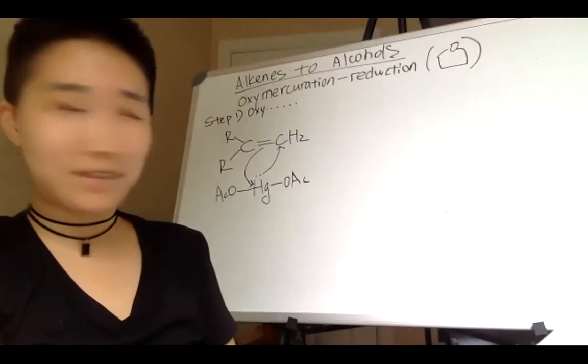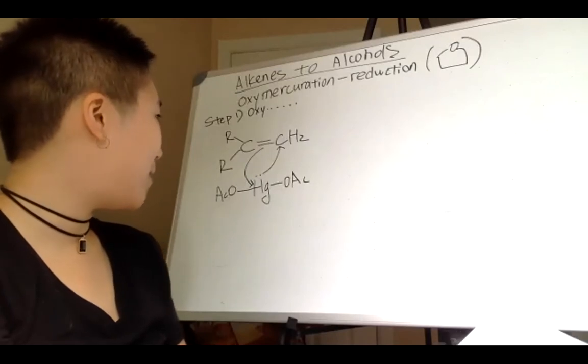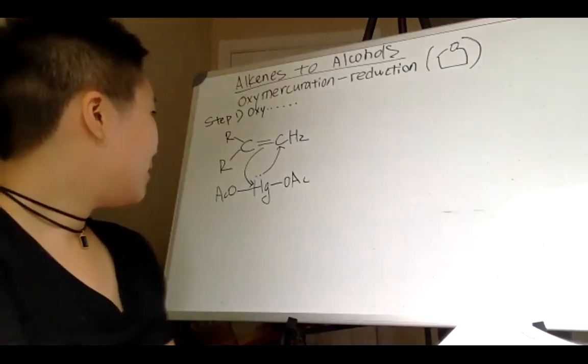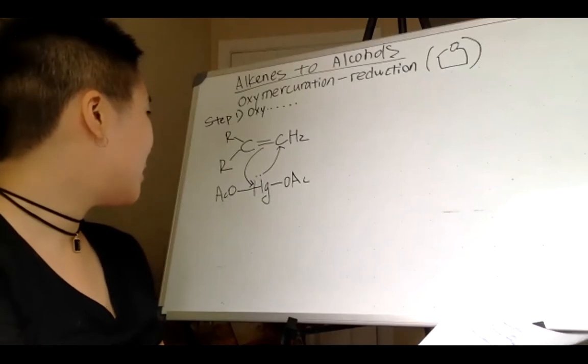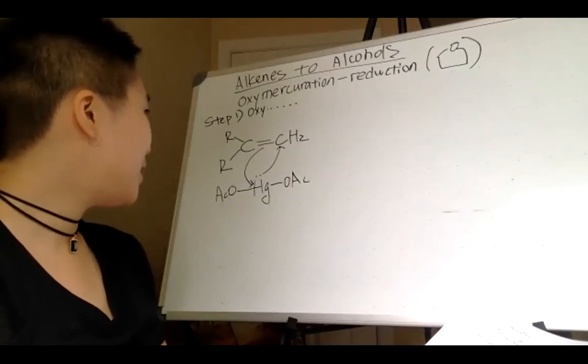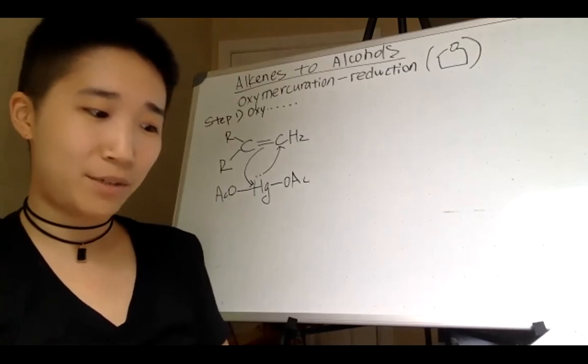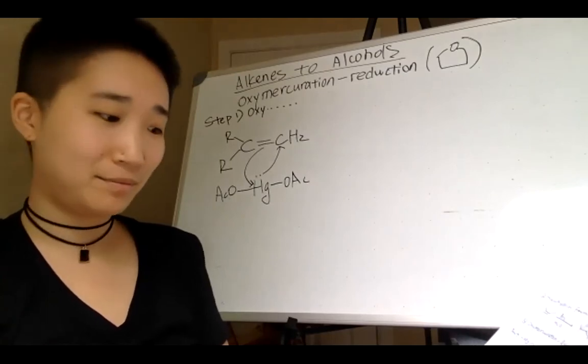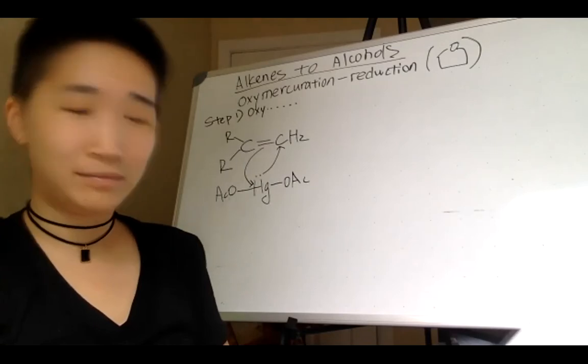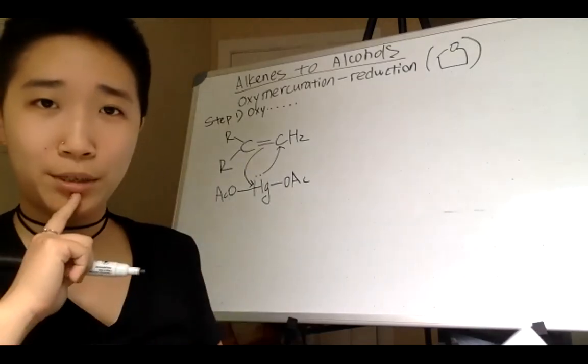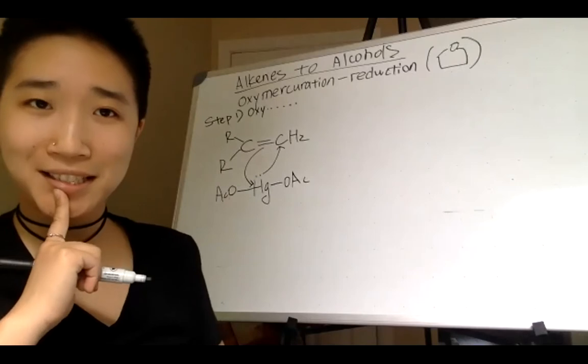We're not done, right? Something doesn't seem very okay. Mercury now has 4 bonds. You think it's happy? I don't think our mercury looks very happy right now. What are we gonna do to the mercury? Can you take a guess?